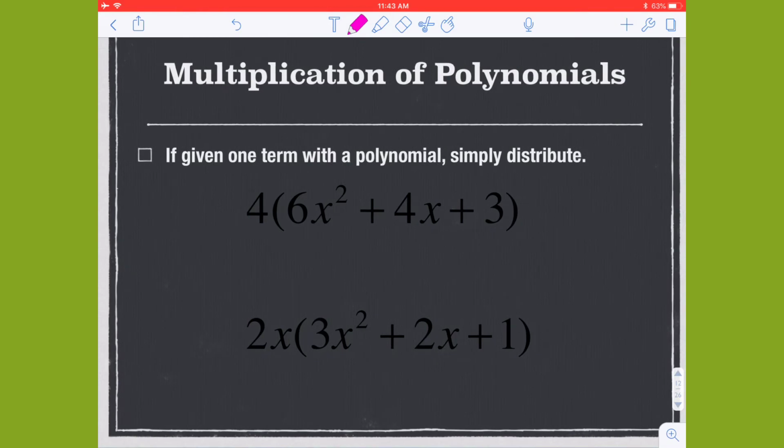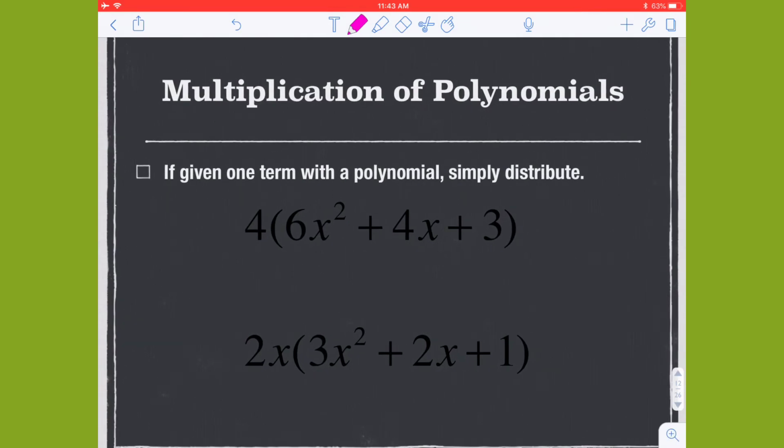Now, multiplication of polynomials can occur in several different ways. For the purpose of this video, I'm only going to show you the distributing method. So when you have a number on the outside, which is a monomial, or if you even have a number with variables, the key is to remember to distribute to everything on the inside of the polynomial.